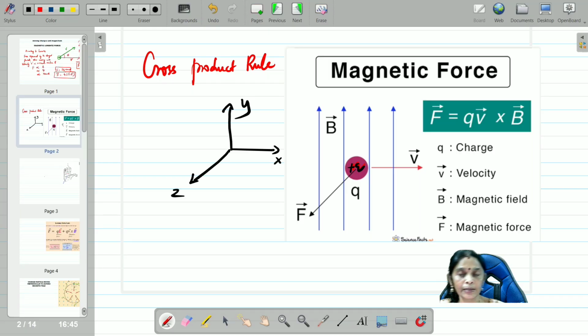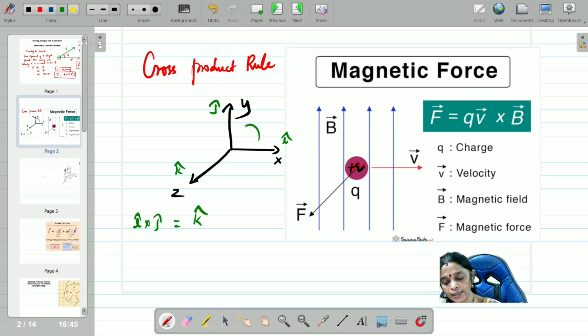This is the z-axis. What is the unit vector along the x-axis, children? You know very well. Come on, tell me. This is i cap, this is j cap, this is k cap. Now recap and tell me, last year in 11th standard we learned what is i cross j. i cross j is k cap.